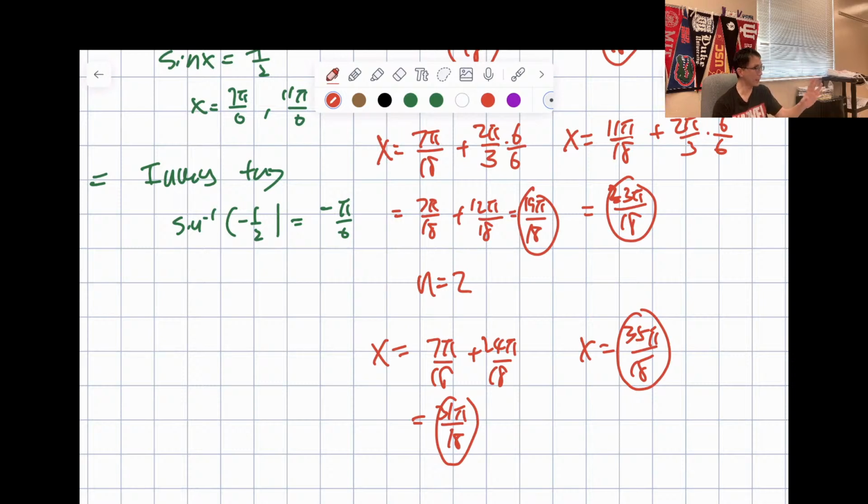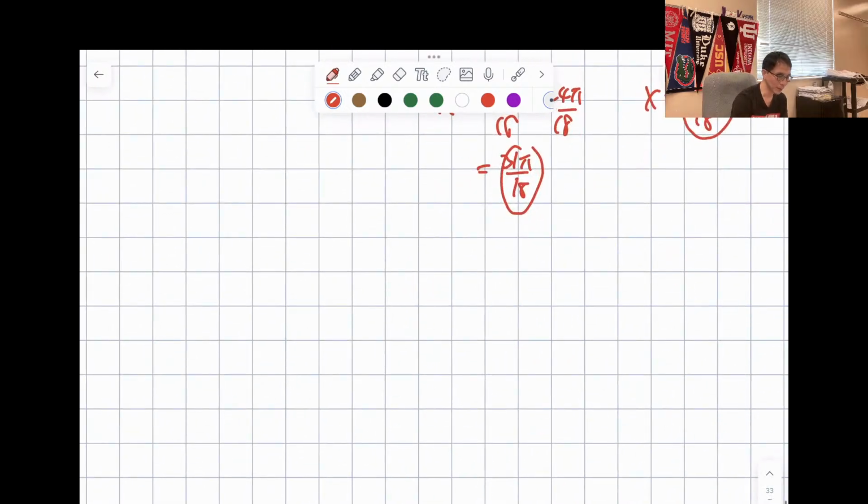So I'll give you one easy one, see if you can handle it. I'm going to give you cosine of 2x is equal to negative square root 2 over 2. So I want you to figure out how many solutions you're going to have between 0 to 2 pi. 4. Okay, can you find all 4?